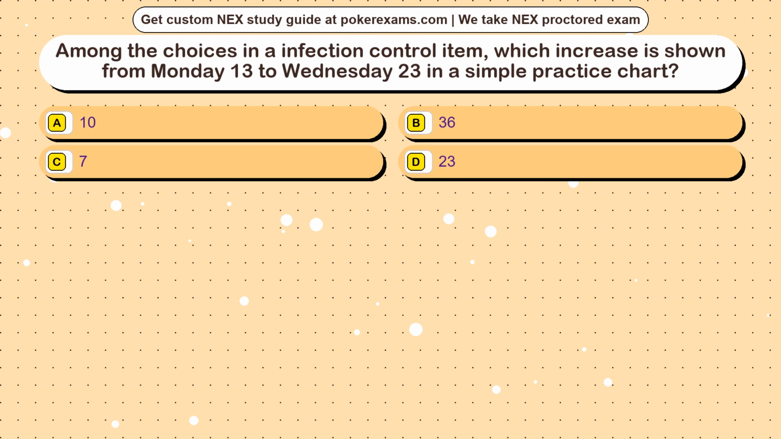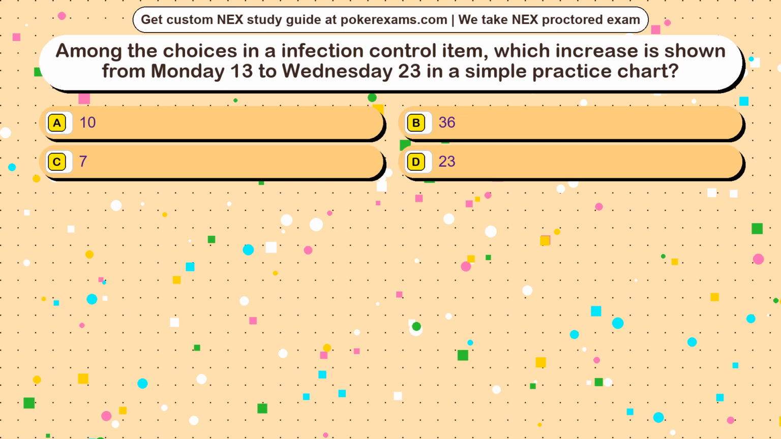Question 15. Among the choices in an infection control item, which increase is shown from Monday 13 to Wednesday 23 in a simple practice chart? Option A, 10. Option B, 36. Option C, 7. Option D, 23.